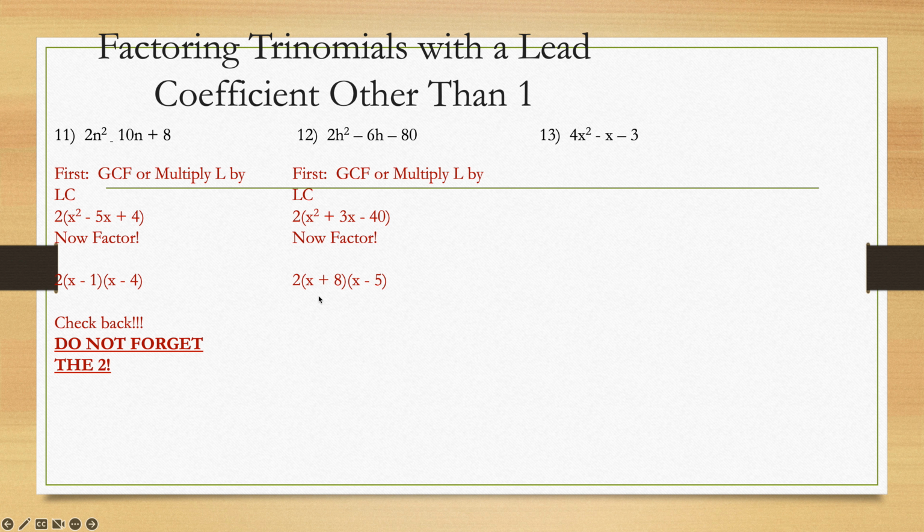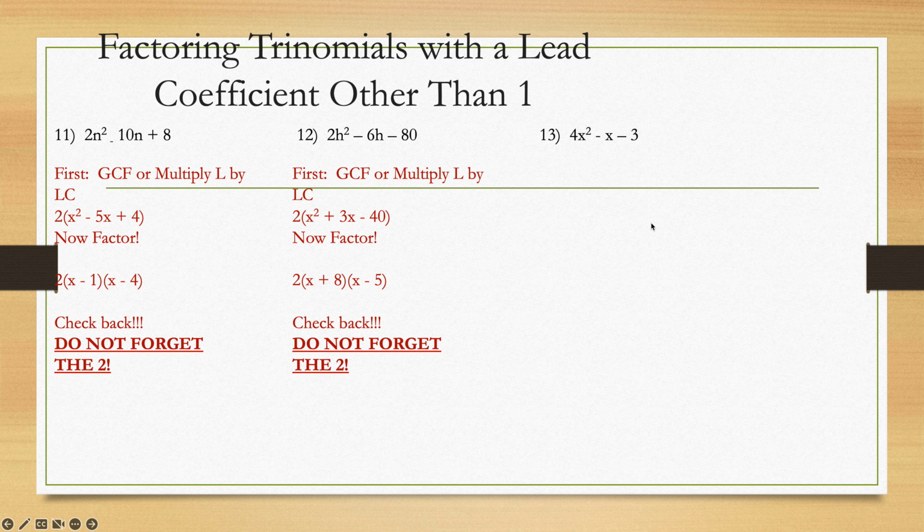And just to do this one, multiplying back, x squared minus 5x plus 8x is 3x, which is what you want. 8 times negative 5 is negative 40. And then if we double everything, we're going to get 2x squared minus 6x minus 80. So that works perfectly. So we did check back, and we did not forget the 2.